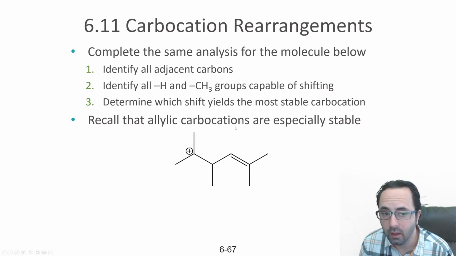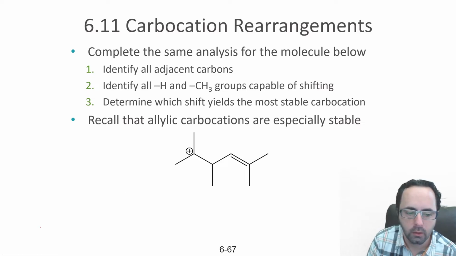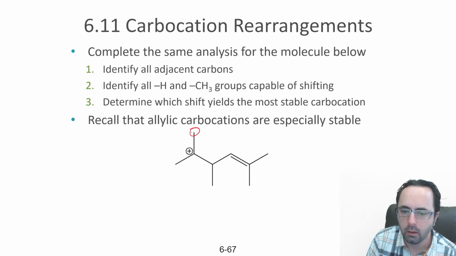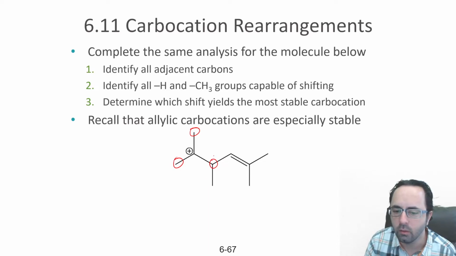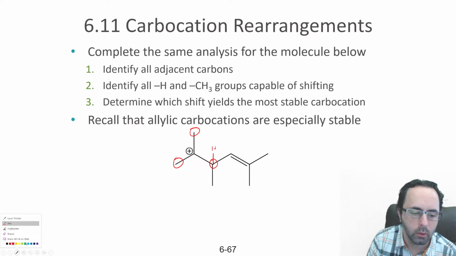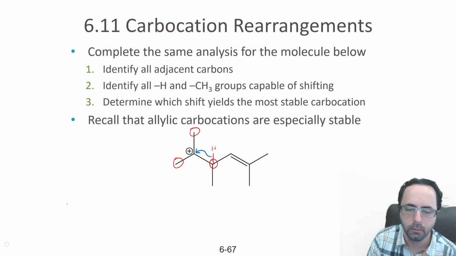So let's do the same analysis for the molecule below. We want to identify the adjacent carbons. So the adjacent carbons are here, here, here, and here. These have 3 hydrogens. This has 1. Here's the hydrogen right here. So for this one, it would mean that this will go like this, and there will be a hydride shift there, and we'll end up with this new structure.